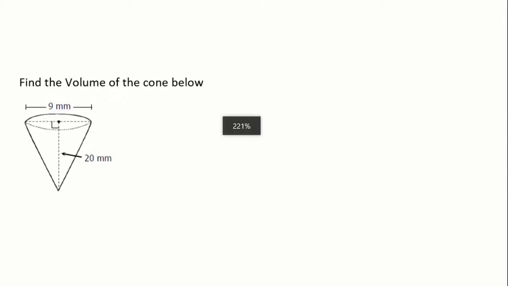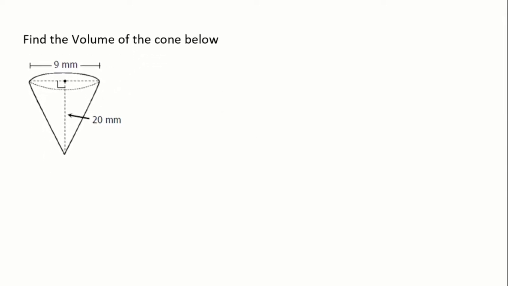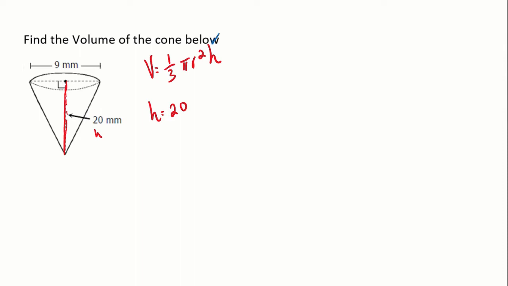This problem says, find the volume of the cone below, and we're given some information. We're going to start off by writing volume is equal to 1/3 pi radius squared times height. And we're going to figure out, do we have all of this information? Let's start with height. Height of the cone is going to be perpendicular to the base. So this right here represents the height of my cone. Height is 20, so I have that. We can give that a check.